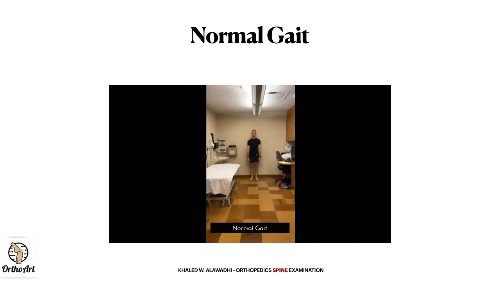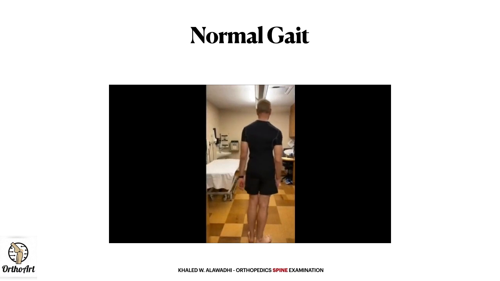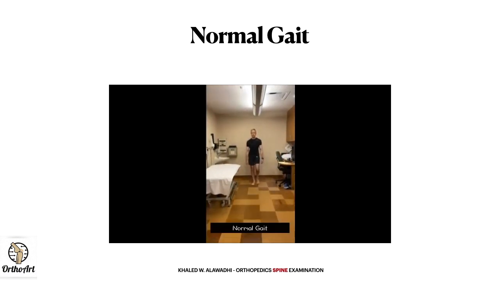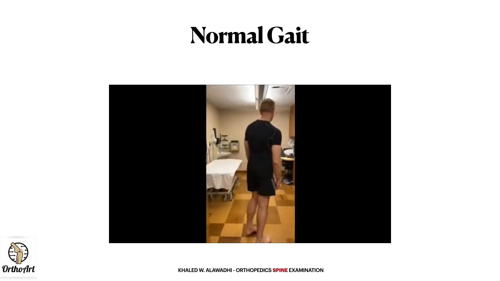So this is the patient. We ask the patient to do a normal gait, as we talked about earlier. Ask the patient to come back towards you and then go back, observing the alignment of the spine and the lower limbs. Now this is normal.